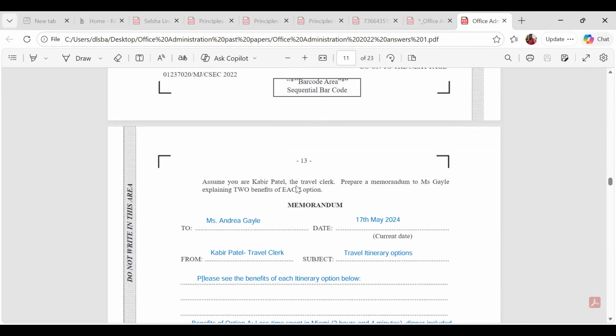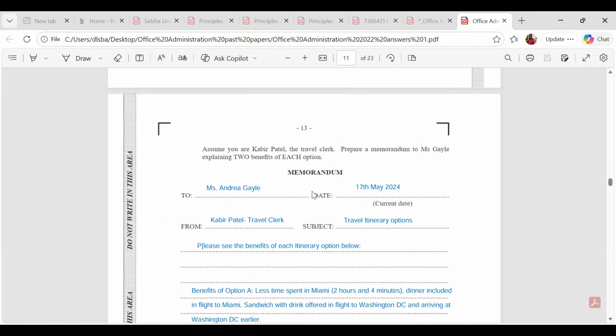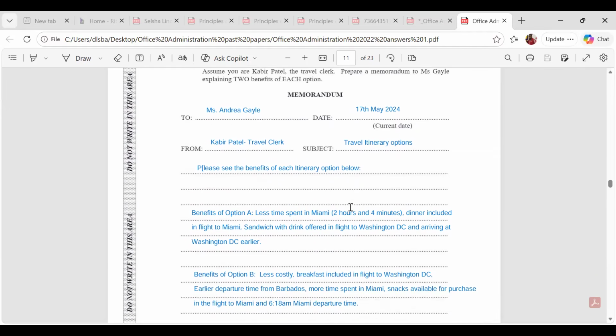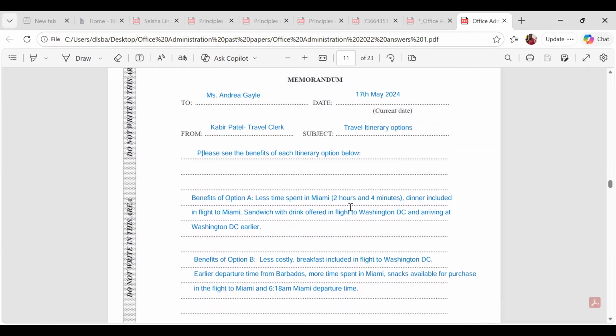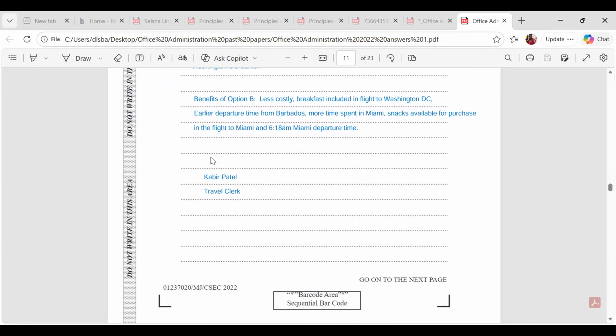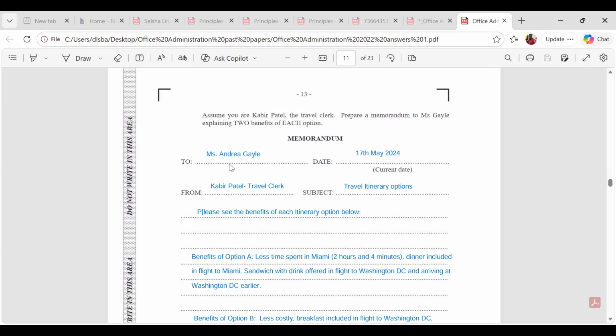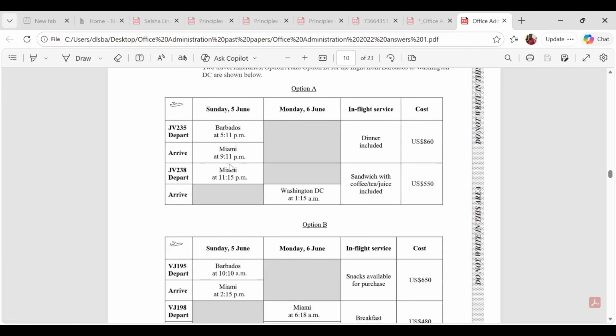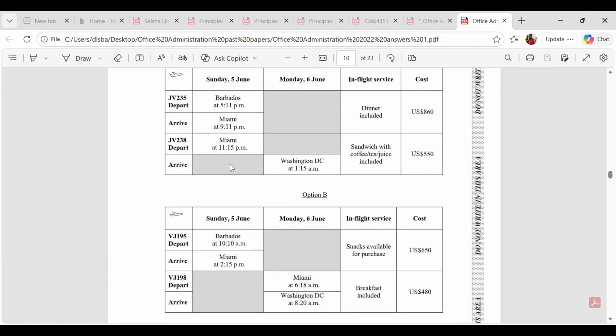Assume you are Kabir Patel, the travel clerk. Prepare a memorandum to Miss Gale explaining the benefits of each option. So again, to, from, date, subject. Do not state any dear sir, dear ma'am, no salutations, no complimentary close at the end. Right? All you're gonna do is state the benefits. Anybody? What will be a benefit of choosing option B? Less money. The flight cost is less.